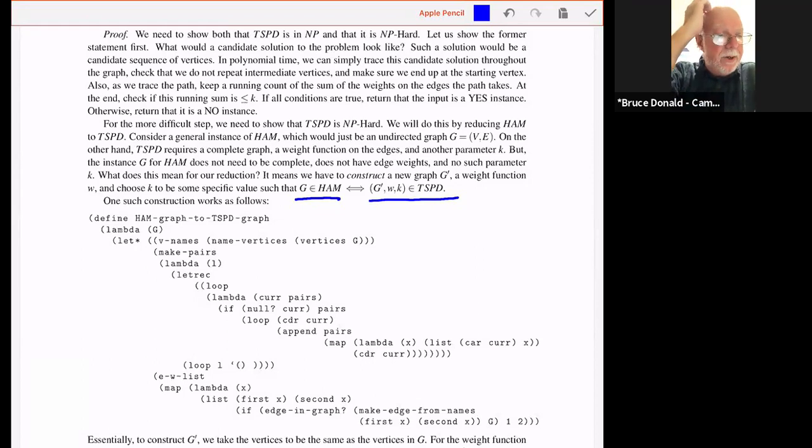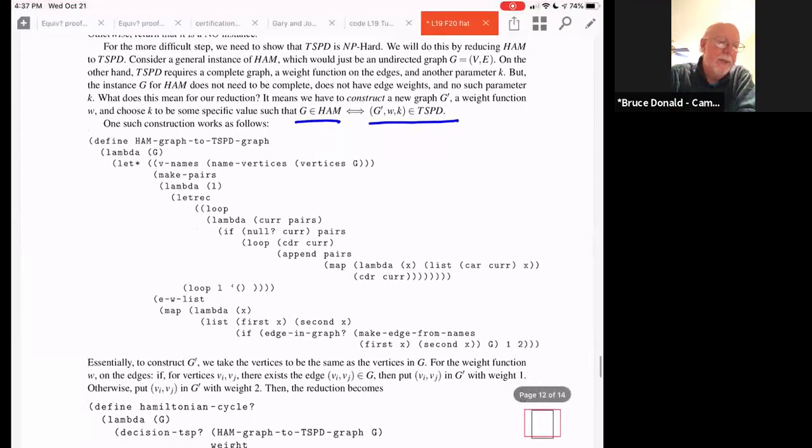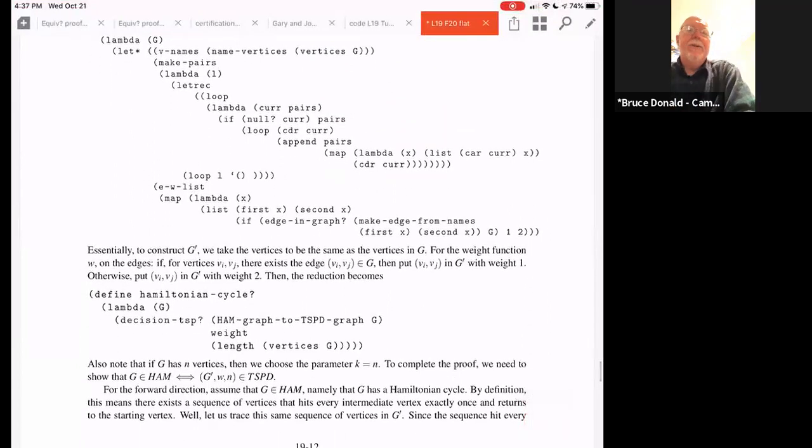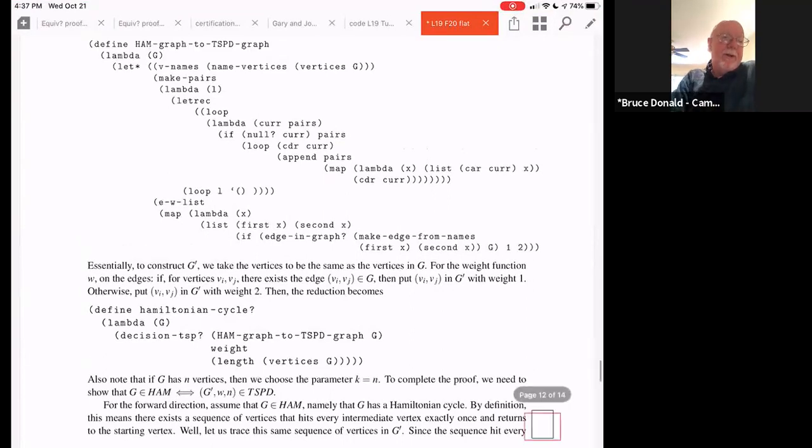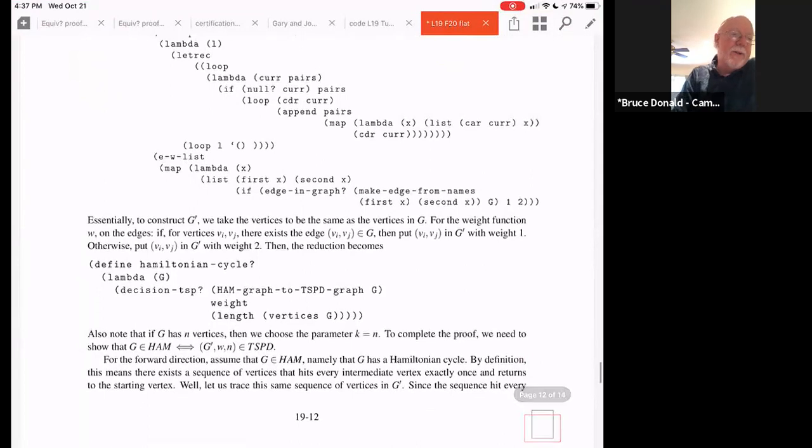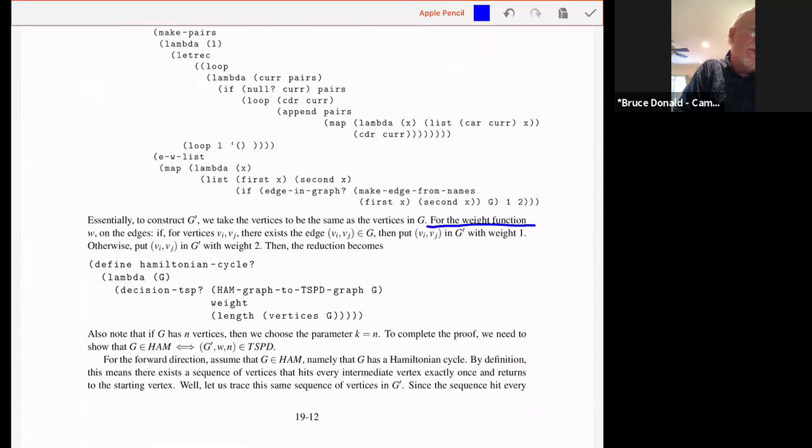So what I'd like to be able to do is transform instances of HAM into instances of TSPD. In other words, you give me an instance of the Hamiltonian graph problem and I turn it into the TSPD, and I do that in polynomial time. So the trick is as follows. I'm taking in an unweighted graph, and I want to produce a weighted graph. I basically get to write the weight function, which is a higher order procedure that gives me the weights here. And what I'm going to do is the following.